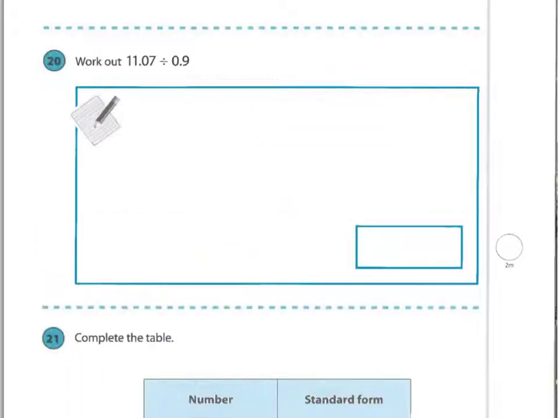Question 20. Work out 11.07 divided by 0.9. Now when dividing by a decimal, we must change our division problem. So we're not going to divide by 0.9, but we are in fact going to divide by 9. I've done that by multiplying my 0.9 by 10. So to make sure that the problem I'm working out doesn't have a different total, I must also multiply the 11.07 by 10. So I'm actually going to divide 110.7 by 9.